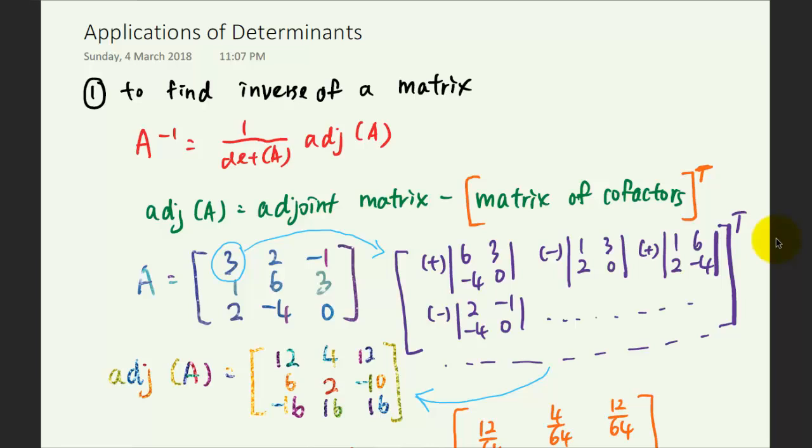Now is the time for you to learn how to apply the determinants to solve the problems. The first application of determinant is used to find the inverse of a matrix. For a 3 by 3 and above matrix, the formula to find the inverse is A inverse equals 1 divided by determinant of A, multiplied with the adjoint matrix of A. And the adjoint matrix of A is basically a transpose matrix of cofactors.